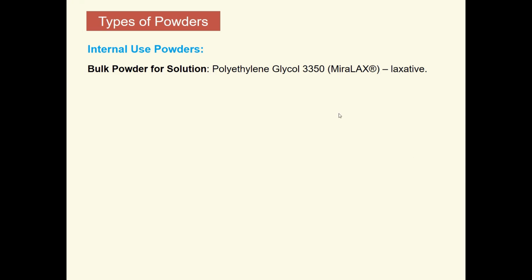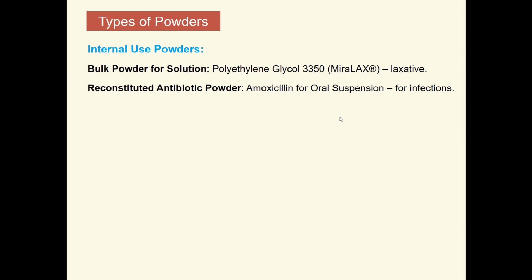Example: polyethylene glycol, which is used as a laxative, has to be dissolved in a glass of water and the water taken. Antibiotic powders are supposed to be reconstituted before taking or using them. Like amoxicillin oral suspension, it comes as a powder, however, you have to reconstitute it with distilled water before you make it into a suspension.